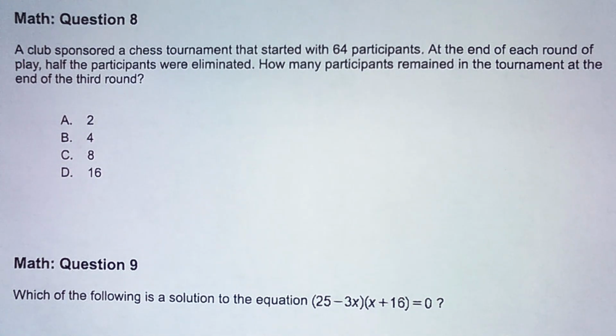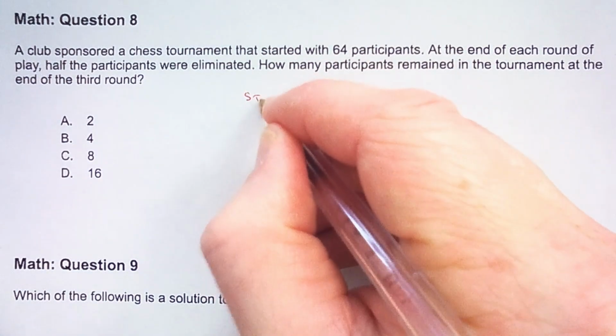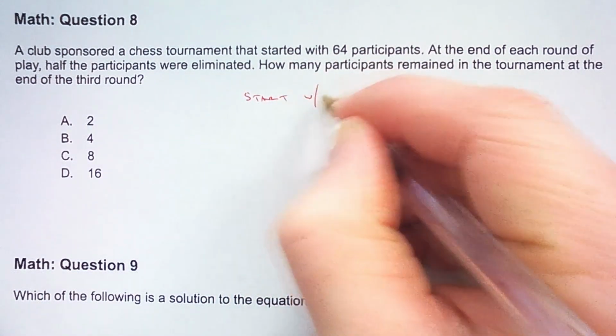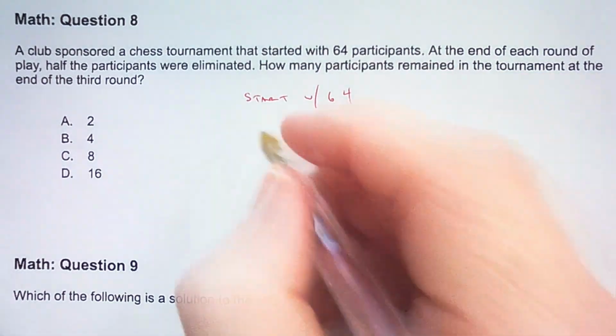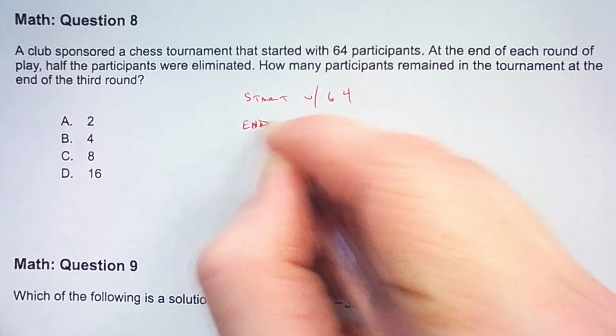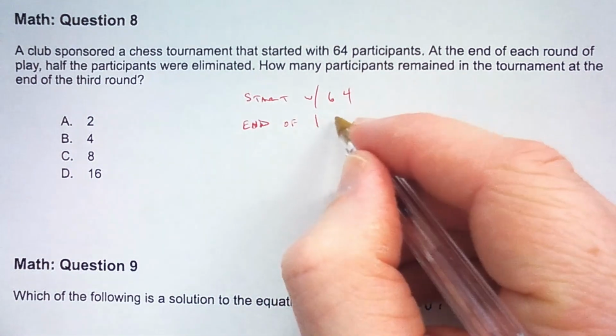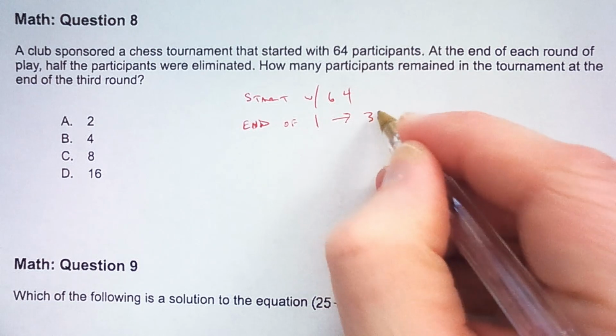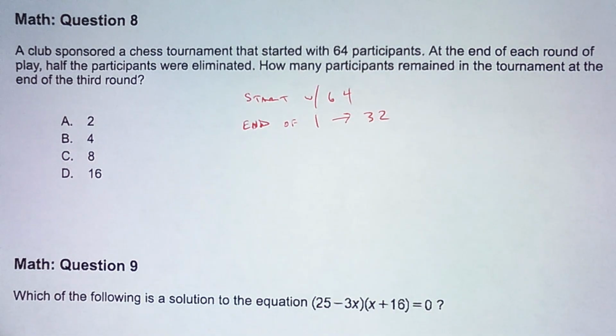Question 8. A club sponsored a chess tournament that started with 64 participants. At the end of each round of play, half the participants were eliminated. How many participants remained in the tournament at the end of the third round? Okay, so we started with 64. That's to begin the first round. Now, at the end of round 1, we're going to have half of that, 32 participants.